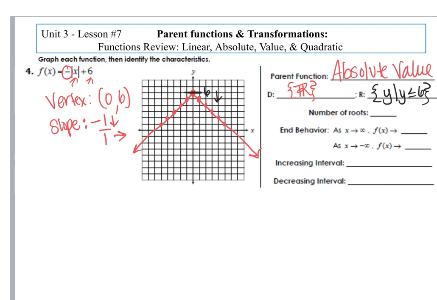Roots mean how many times we cross the x-axis. So here's the x-axis. I crossed once, twice. So we have 2 roots.